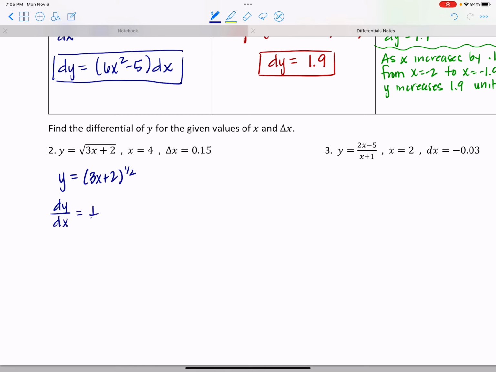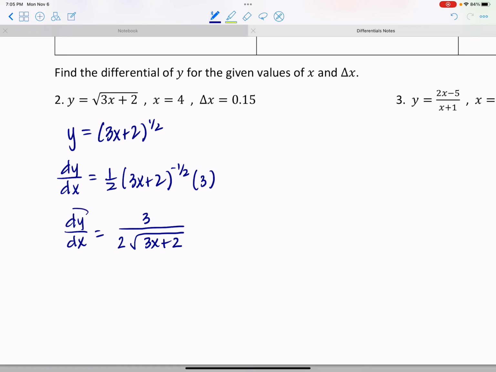So using my power rule, I have 1/2 times 3x plus 2 to the -1/2 power, and then my chain rule times the derivative of the inner function is going to be 3. And so if I clean this up a little bit, dy/dx is going to equal a 3 on the top of the fraction, and then 2 times the square root of 3x plus 2 on the bottom of the fraction. So that's just my derivative.